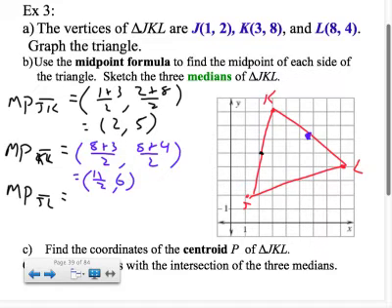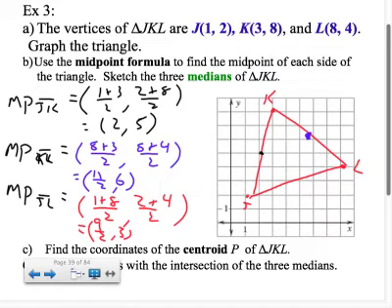And then for the midpoint of JL, same idea. So (1 plus 8)/2, comma, (2 plus 4)/2. So that's 9 over 2, comma, 3. So (4.5, 3). That one's pretty accurate, so that's good. That worked out. Let me mark that with a different color. There we go. Okay, and so your three medians are there. There's your centroid.